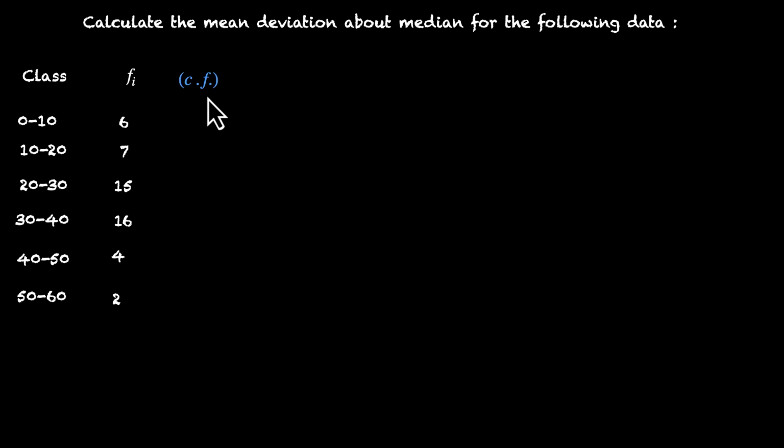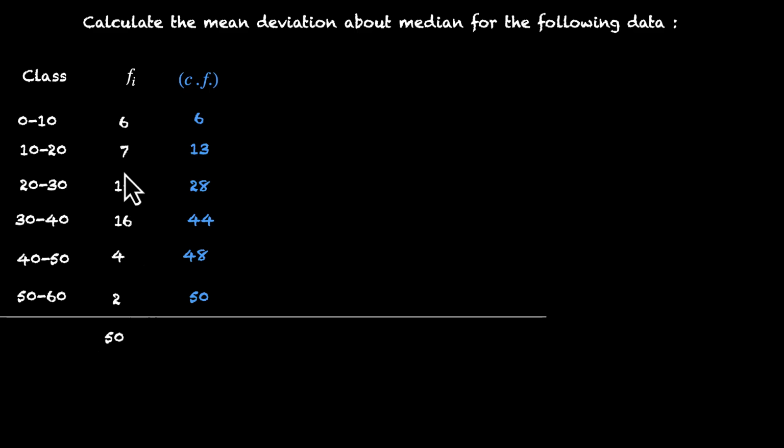So cumulative frequency, adding a new column here. This is 6, 6 plus 7, 13, 13 plus 15, 28, 28 plus 16, 44, 44 plus 4, 48, and 48 plus 2 is 50. This means the total number of observations in this data is 50. Sigma fi is going to be 50, or we can say that n is equal to 50.